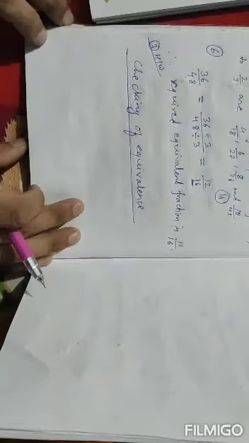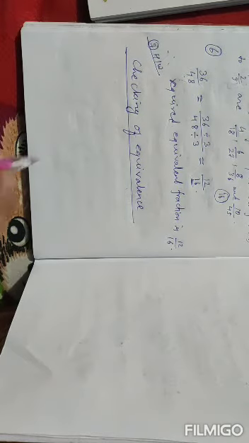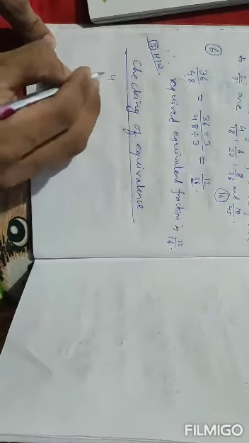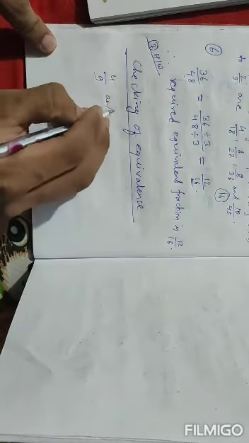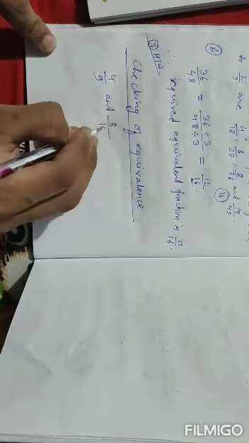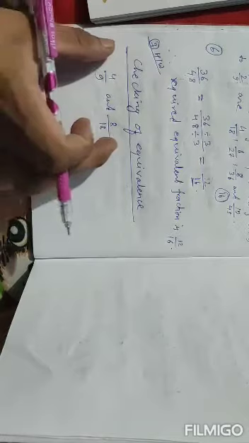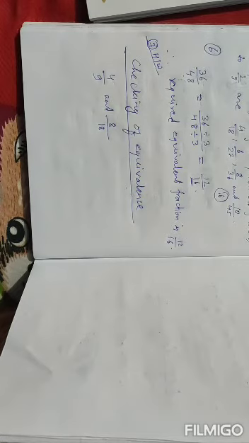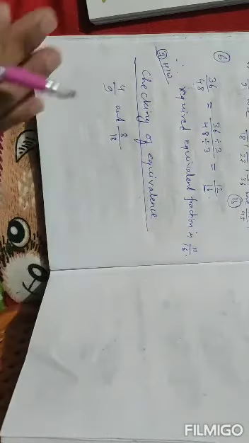Next we are going to do the checking of equivalence. If two fractions are given and you have to check whether they are equivalent or not, how will you check? For example, if I give you 4 by 9 and 8 by 18, you have to check whether these two are equivalent or not. How will you check? You will use the method called cross multiplication.